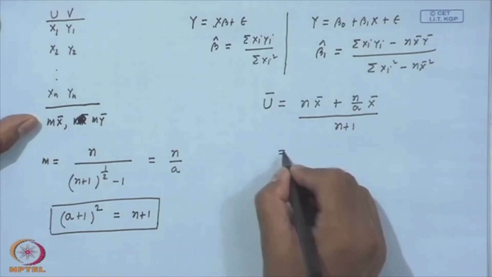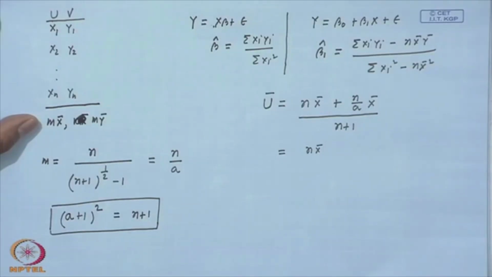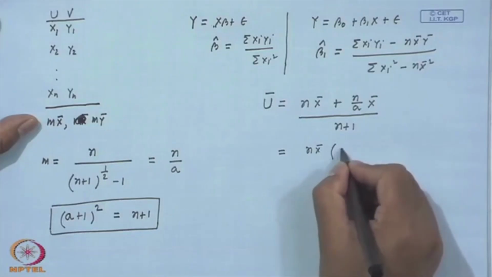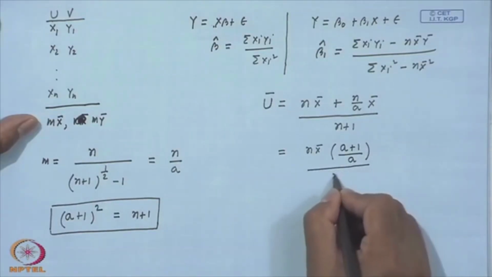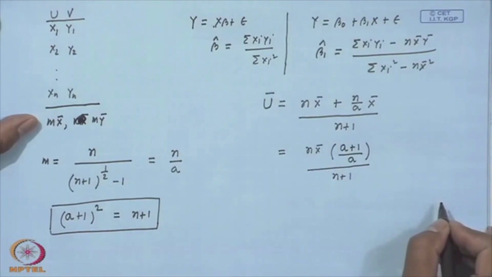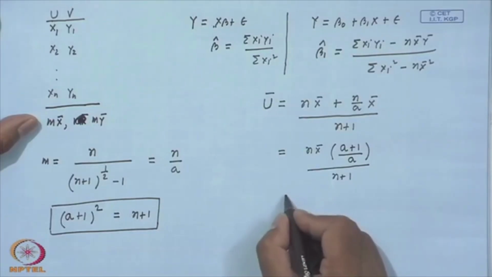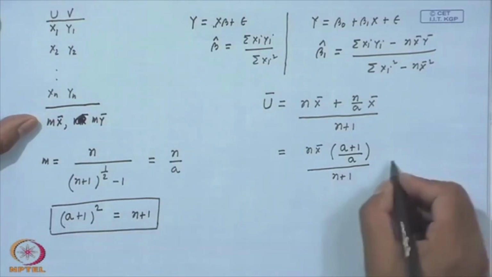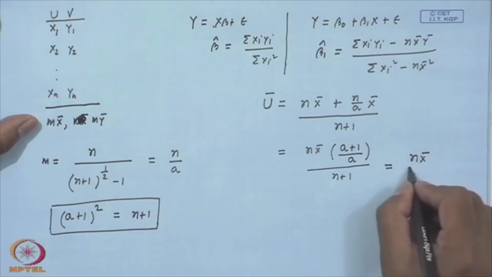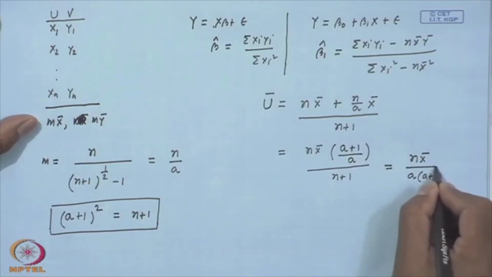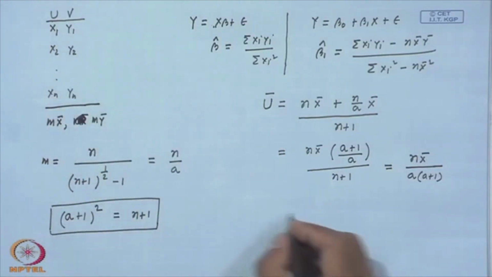Okay. So, this one is equal to n x bar into a plus 1 by a by n plus 1. Okay. So, we know that n plus 1 is a plus 1 whole square. So, I can write it this way. So, I can write this one as n x bar by a into a plus 1, right. So, this is my u bar for the data involving n plus 1 points.